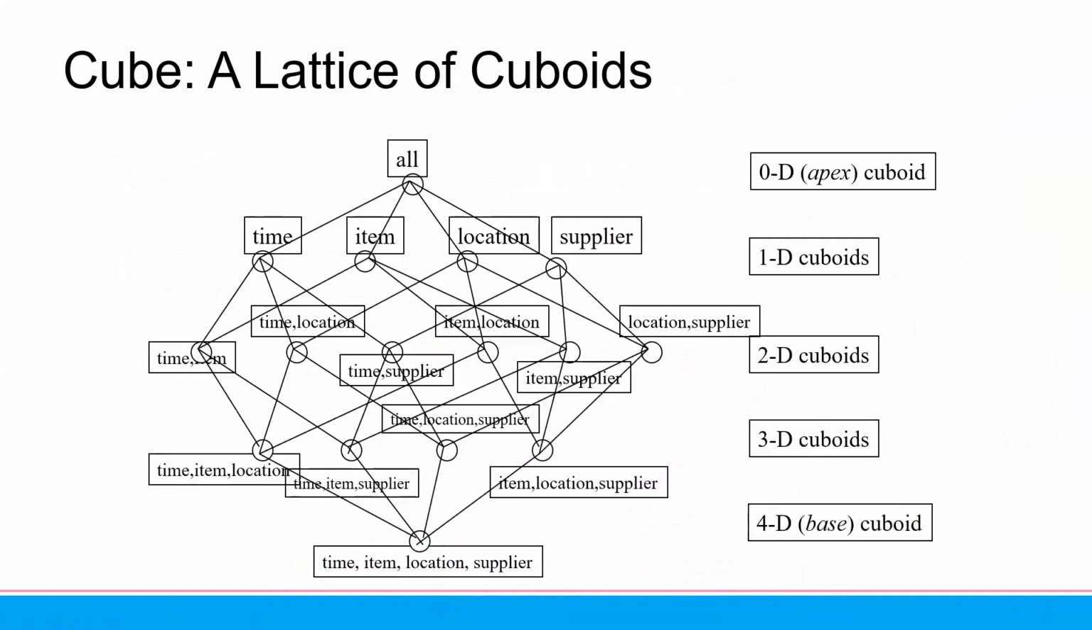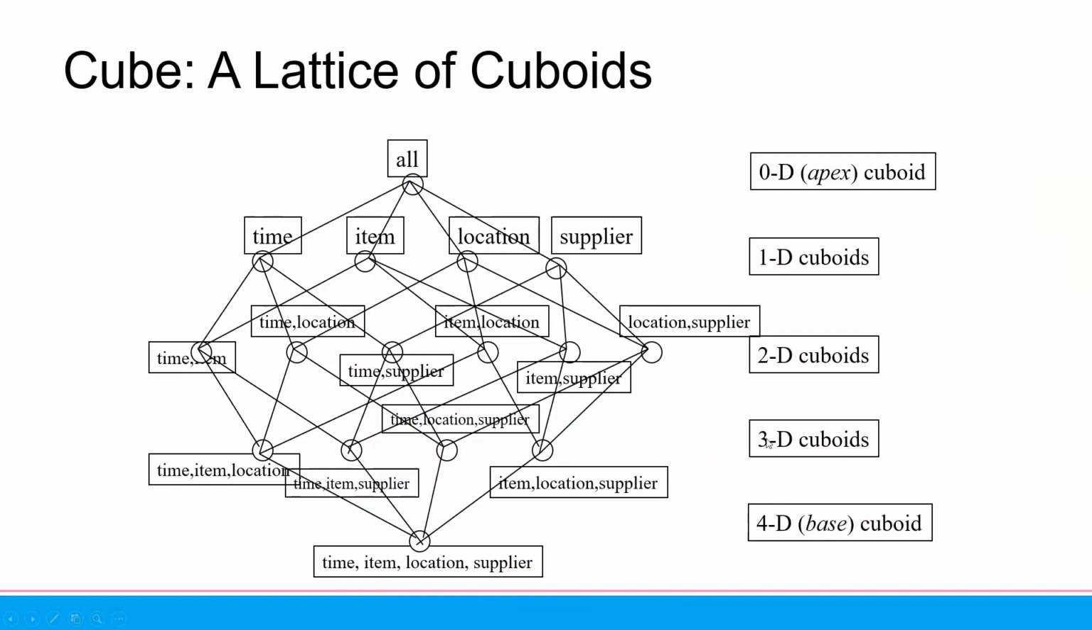So this is the cube that we can create. Let's say we have 4 attributes: we want to separate time, item, location, and supplier. We call this the base cuboid. The 0-dimension cuboid is the apex cuboid, which means we want to include all the data. But this 4D base cuboid means we want to separate it for each of these attributes.